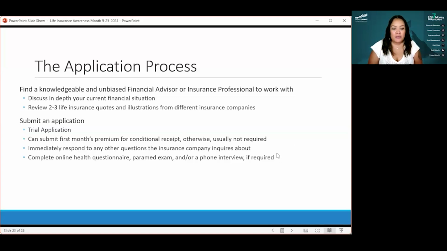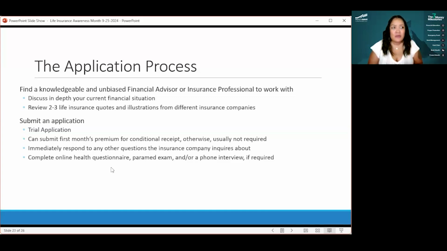You'll sign off a HIPAA authorization form where it gives the insurance company the authority to go to your medical providers. They'll look at your medical records. So again, you might not disclose to me certain health issues, but they'll find them. They will find it. Some companies, sometimes they just do an online health questionnaire.